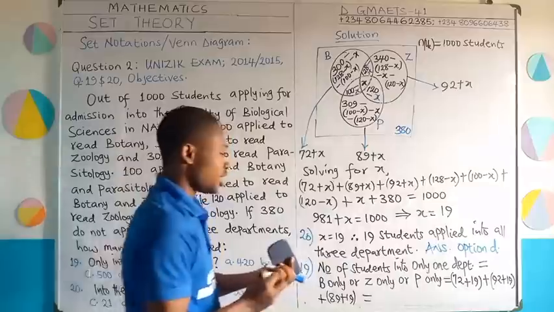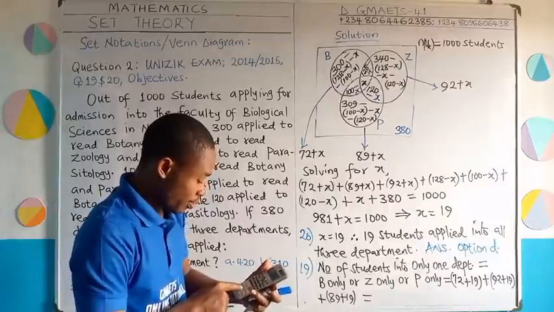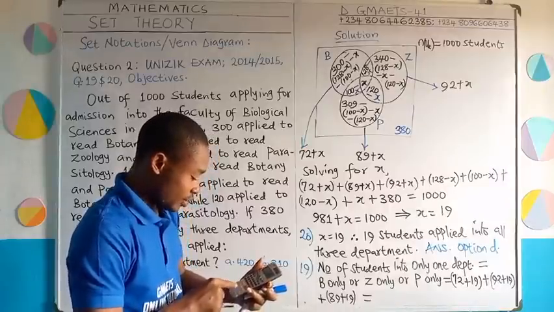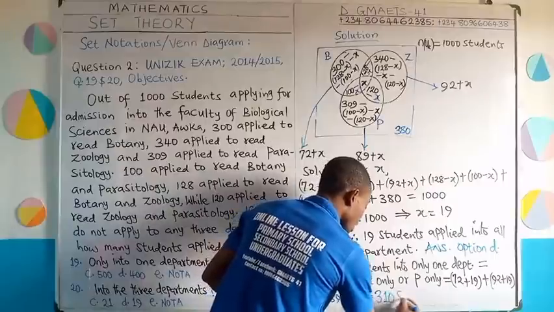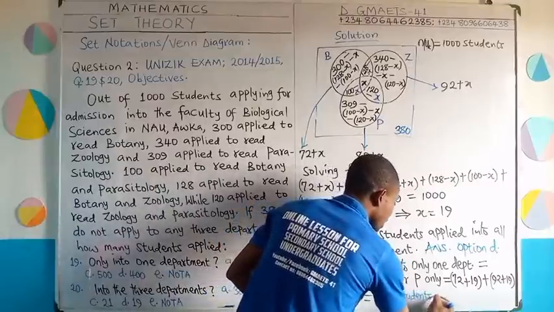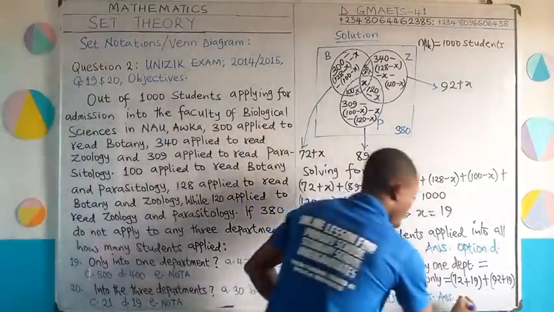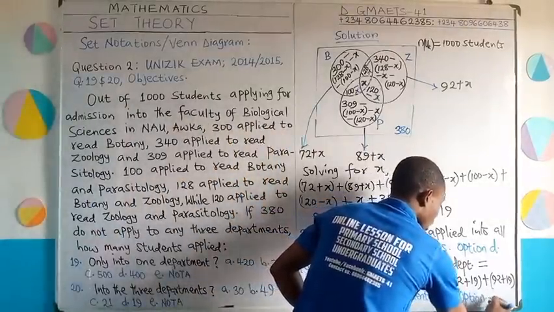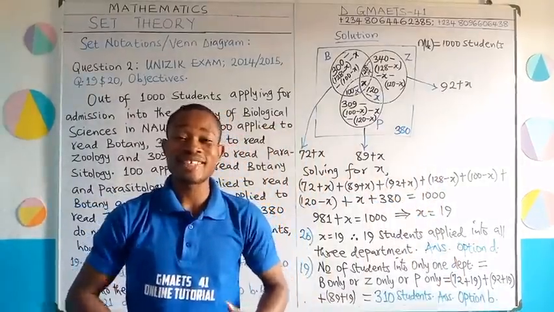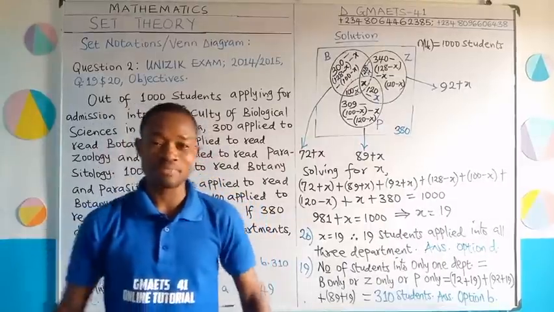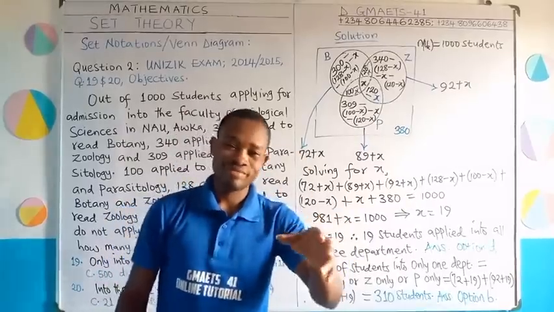So if I add this up, I should get my answer. Let's find out. 72 plus 19, and then plus 92 plus 19 plus 89 plus 19 equals 310. 310 students applied to only one of the departments. And this goes with option B. So option B is the correct option for question 19. And of course, I've given you a full load of how to analyze a set problem using a Venn diagram. Take note of the key points I highlighted when you hear the word only. Very important.